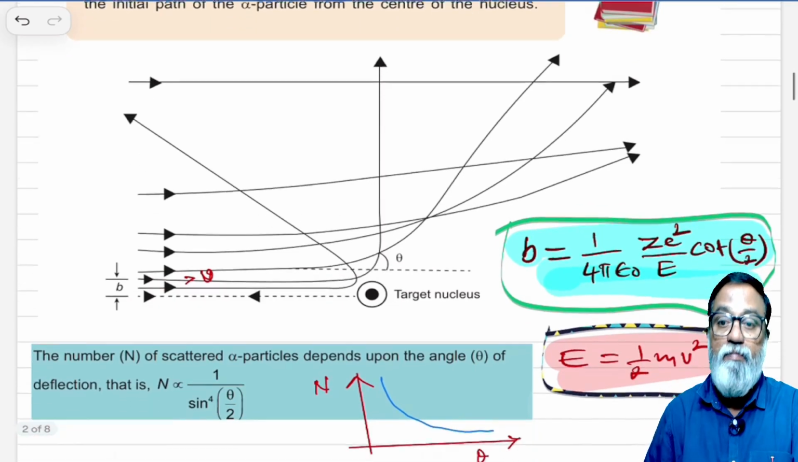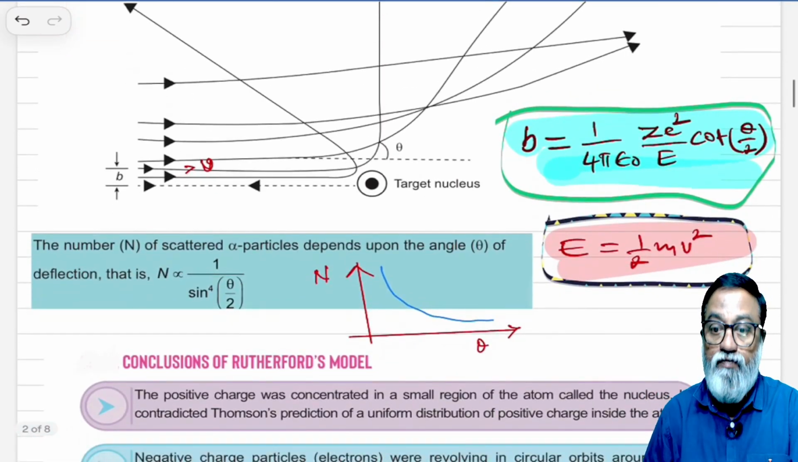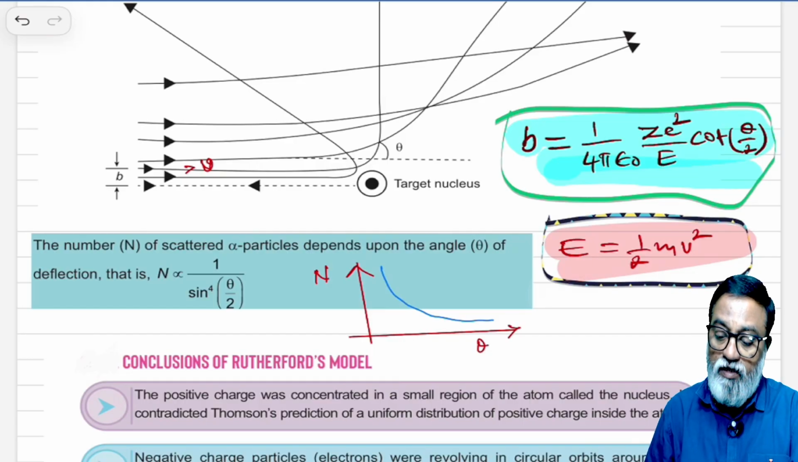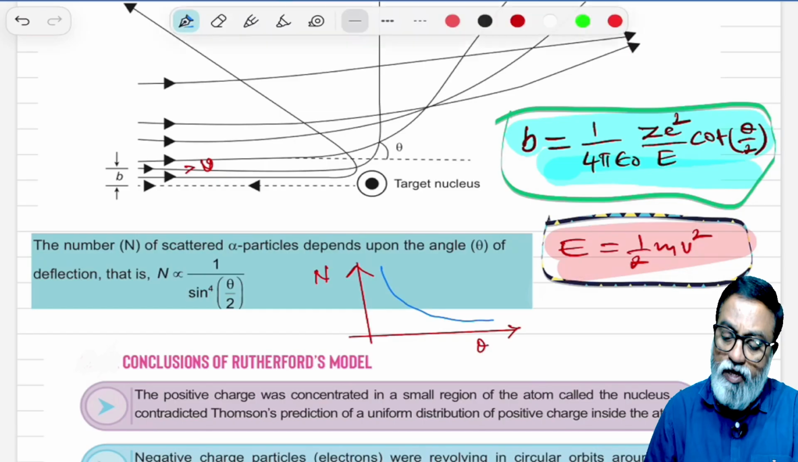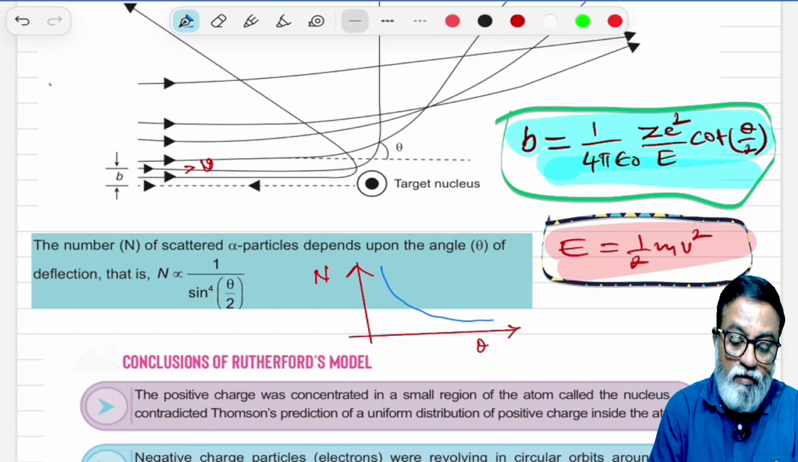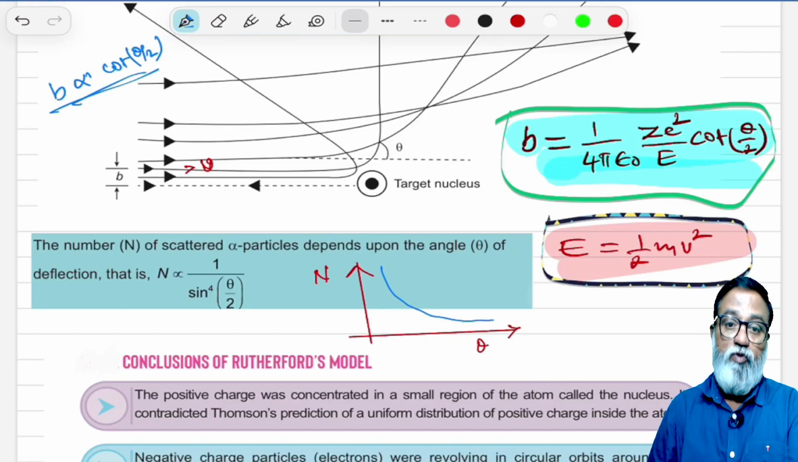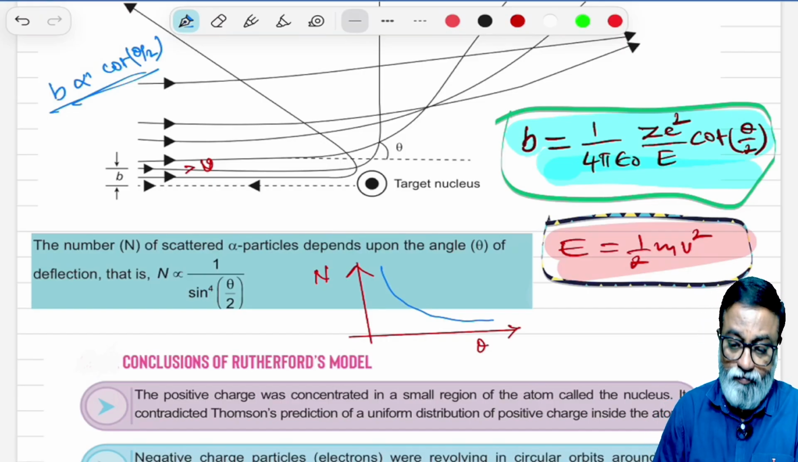Here is the formula for impact parameter: b is equal to 1 by 4 pi epsilon naught, Z square e square by E, into cot theta by 2. Here E is nothing but the energy of that alpha particle. Therefore, the important thing here is b is proportional to cot theta by 2. See, some of the problems are based on this one: b proportional to cot theta by 2.